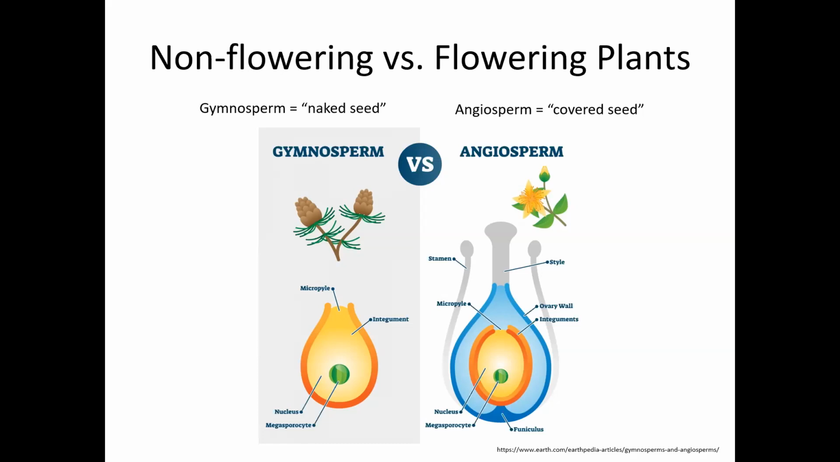Whereas Angiosperms produce seeds, which are the result of the pollination, which has a fleshy covering. So fruits, nuts, that sort of thing. So that's the major difference between Gymnosperms and Angiosperms, which both produce pollen.